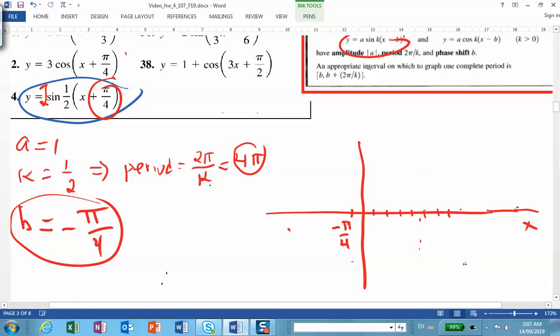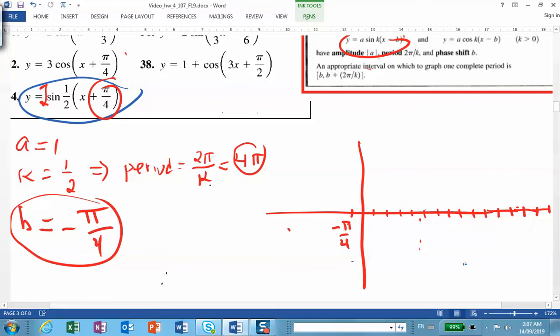So this is 1, 2, 3, 4, 5, 6, 7, 8, 9, 10, 11, 12, 13, 14, 15, and 16. Okay, let me erase this X for you. It doesn't serve any function.